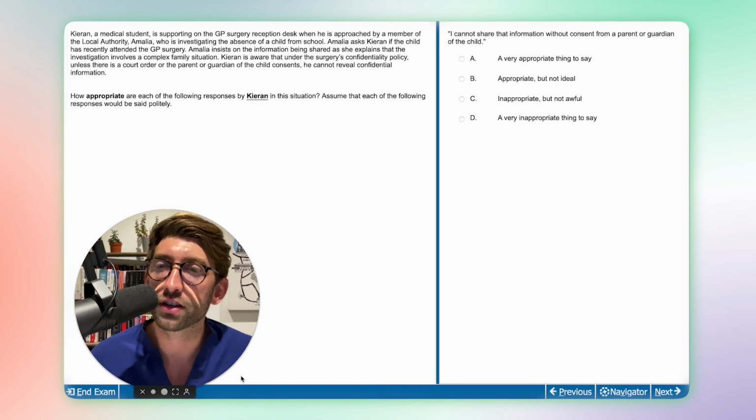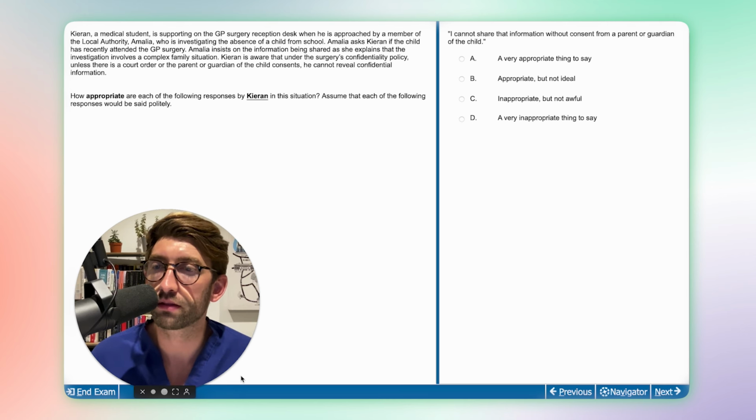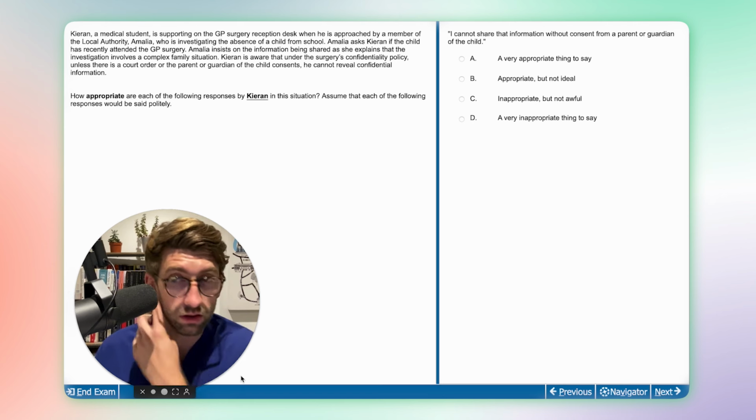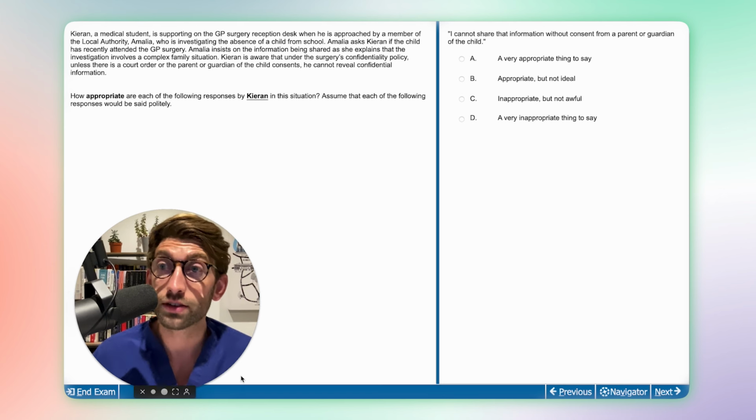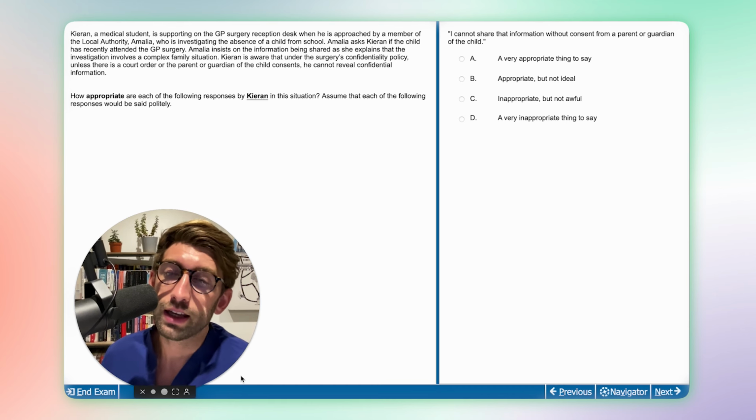Kieran is aware that under the surgery's confidentiality policy, unless there is a court order or the parent or guardian of the child consents, he cannot reveal confidential information. How appropriate are each of the following responses by Kieran in this situation? Assume that each of the following responses would be said politely. Okay, so it's good to understand that last bit. Let's just look at what the situation is here. So obviously we're talking about confidentiality. Now, confidentiality must be protected at all times.